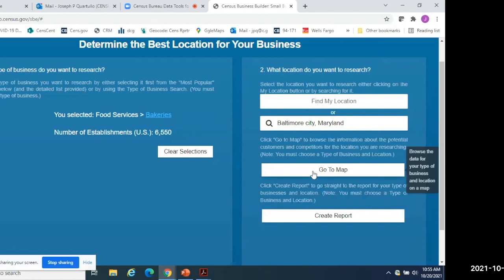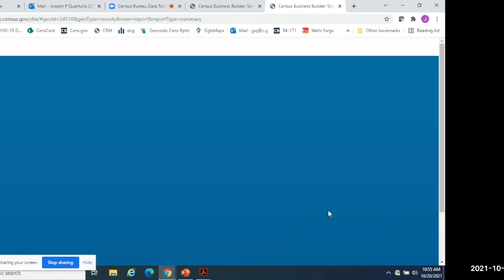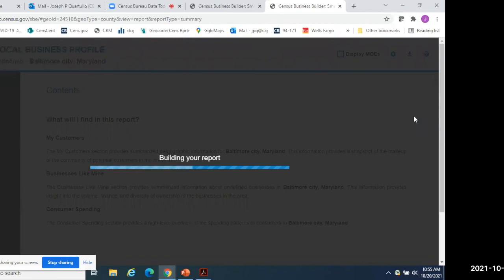And then I could either select a map and look at a lot of the different variables on a map, or create a report. I'm going to show you create a report since we've looked at a couple of maps already. Then when I click create a report, I'm going to get a lot of information about Baltimore City. And then I'm going to get information about bakeries in Baltimore City. I'll just show you that if I scroll down to the bottom. Then we'll probably have just a couple minutes for questions, as long as this report doesn't take too long.